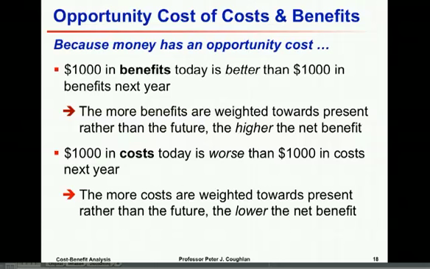And what that means, therefore, as we saw with the alpha and beta helicopter example, is that how much things are weighted in the future versus the present can affect the relative value. So again, the more benefits are weighted towards the present rather than the future, the higher the net benefit. The sooner you get the benefits, the better. The more the costs are weighted towards the present rather than the future, the lower the net benefit, right? So you'd rather pay the costs in the future as opposed to in the present.